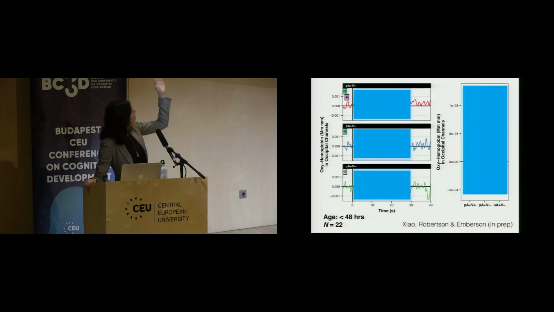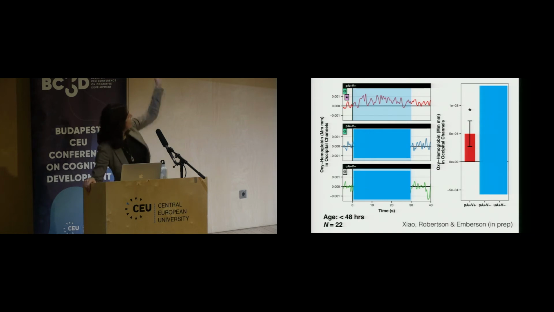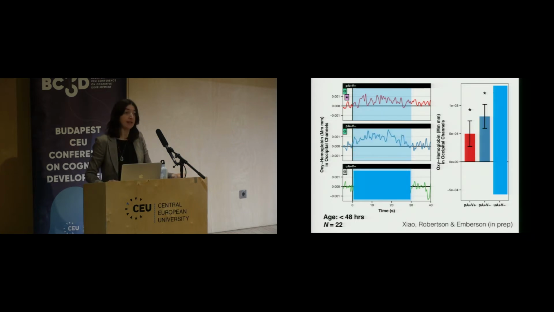So on the top, we have the occipital responses when babies hear the sound and it predicts the visual event. That's the time course, and then on the right is the averaged response over an a priori determined time window. And you see an occipital response when they hear the sound and they see the visual event. How about when they hear the sound and they don't see the visual event? Well, we continue to see a strong occipital response, similar to what we saw in the 6-month-olds.